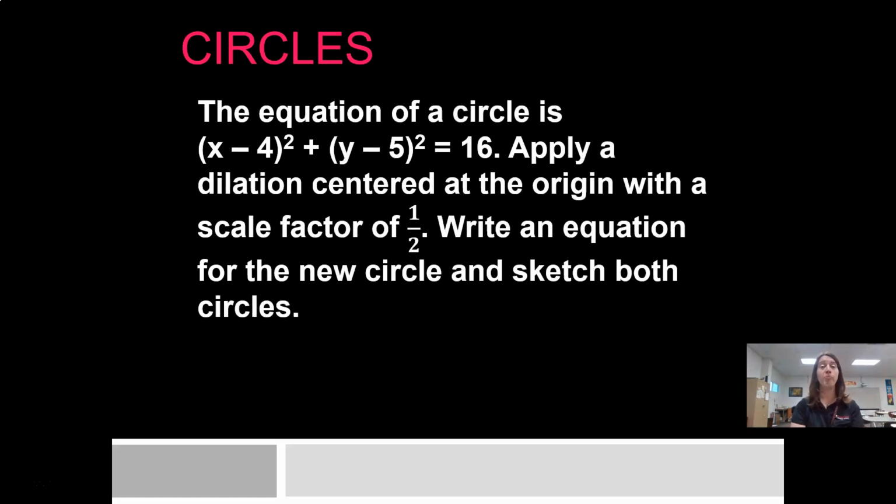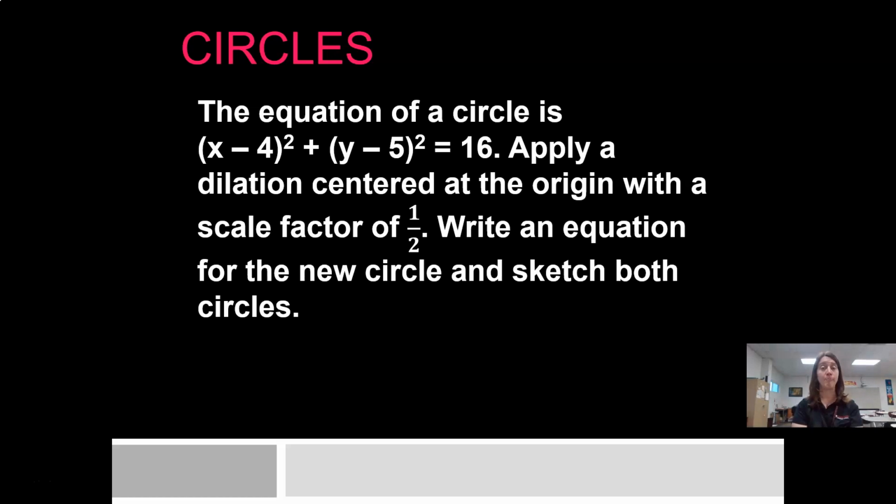So the equation of my original circle is x minus 4 squared plus y minus 5 squared is equal to 16. We're going to apply a dilation, again, centered at the origin. That's always the same phrase we're going to see on these questions. Centered at the origin, and this time the scale factor is 1/2. So the new circle is half as big as the original circle. Our job is to write the equation for the new circle, and then again, we'll sketch them both on the Cartesian plane.